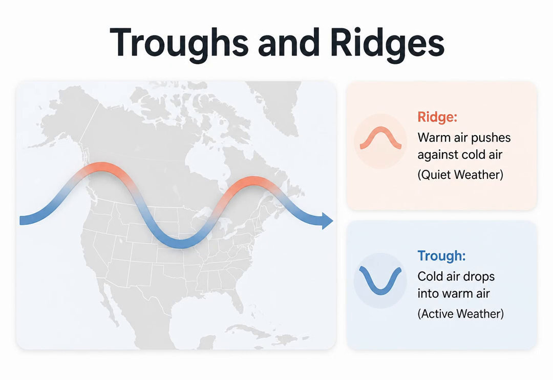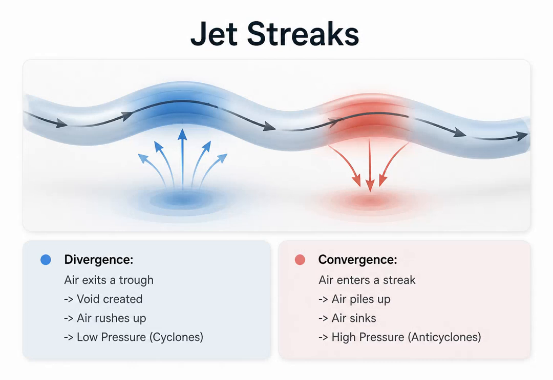The polar front jet drives temperate weather through phenomena known as troughing and ridging. Ridges occur when high-pressure warm air pushes northward against cold air, generally bringing quiet, settled weather beneath them. Conversely, troughs occur where lower-pressure cold air drops southward into warm air. The area ahead of a trough is highly unstable, leading to active stormy weather. Within these ridges and troughs, we find localized areas of intense wind called jet streaks.